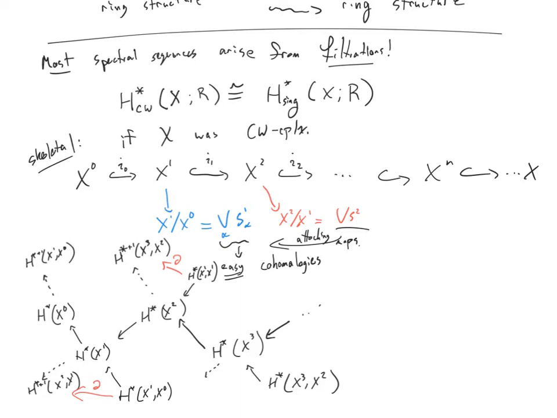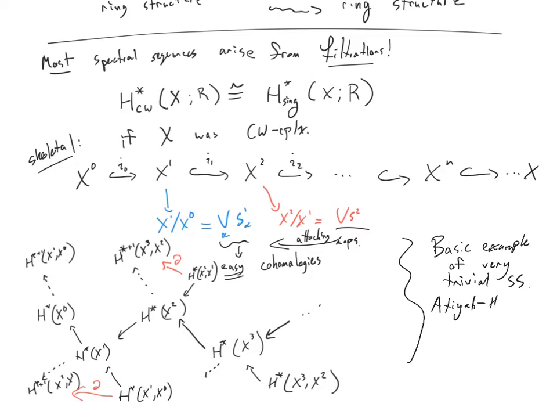So it turns out this is a basic example of a very trivial spectral sequence. In fact, this is the Atiyah-Hirzebruch spectral sequence, which is the spectral sequence associated to the CW complex filtration.